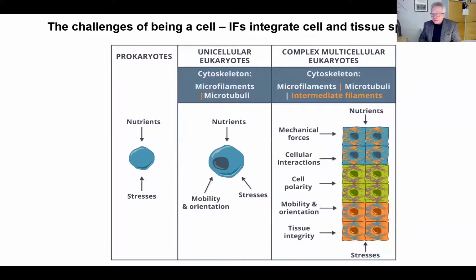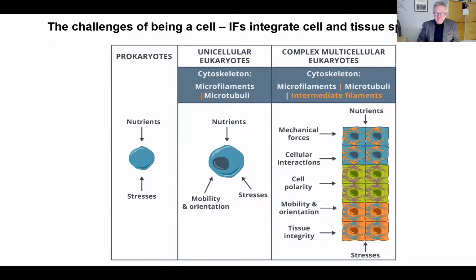Why wasn't it okay with those two cytoskeletal elements with more complex organisms? Obviously, because they're much more complex. And you have lots of challenges there apart from mobility and nutrients and other stresses. You have mechanical forces, cell interactions, polarity, mobility and orientation, and tissue integrity. Those are really major challenges.